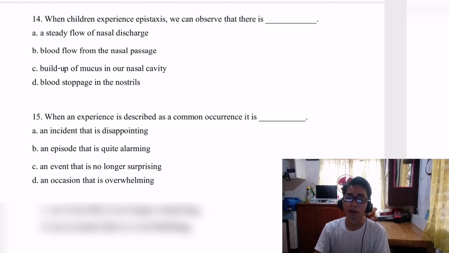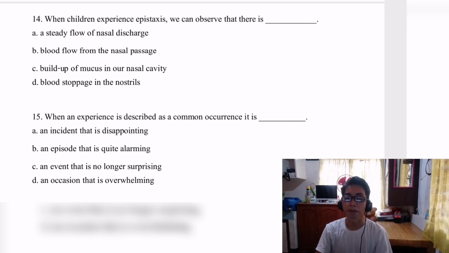Number 14. When children experience epistaxis, we can observe that there is blank. A. A steady flow of nasal discharge. B. Blood flow from the nasal passage. Letter C. Buildup of mucus in our nasal cavity, rather. And letter D. Blood stoppage in the nostrils.